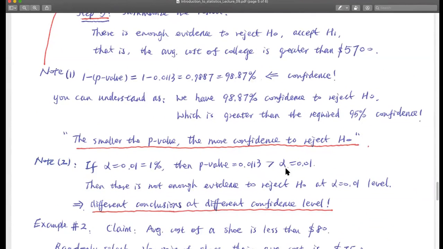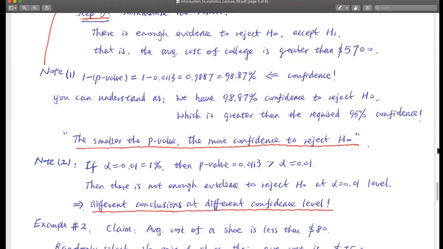Let's see. Another way you can understand this is: the smaller the p-value, the more confidence to reject H0. If we are using our logic, you can check this. The smaller the p-value, that means the p-value is very small. It's smaller than alpha. Alpha is usually given, either 5%, 10%, or 1%. So if the p-value is less than alpha, what do we say? Reject. Reject what? Reject H0. You see the relationship here? The smaller the p-value, the more confidence to reject H0.